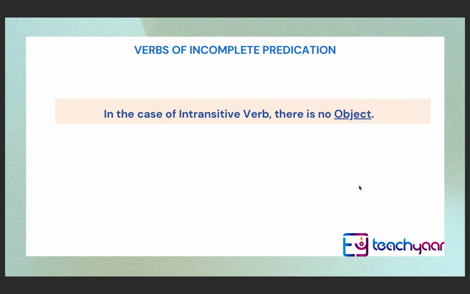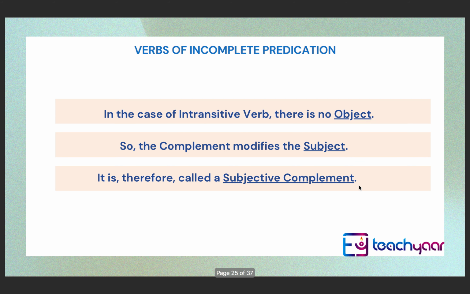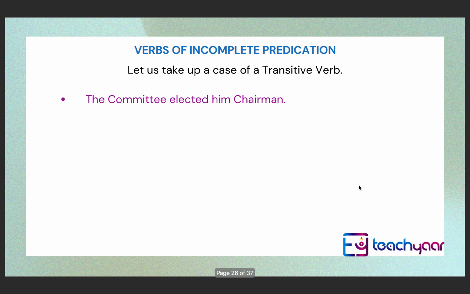So what did we understand from this? In the case of an intransitive verb, we know there is no object. Therefore, the complement or the word that we add modifies the subject. It is therefore called a subjective complement. Now, what happens in the case of a transitive verb? I hope you remember that in the case of a transitive verb, there is an object in the sentence.